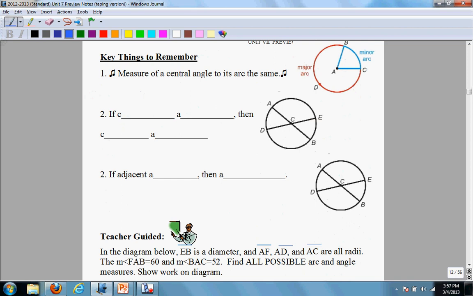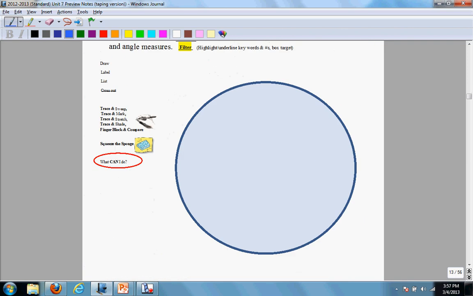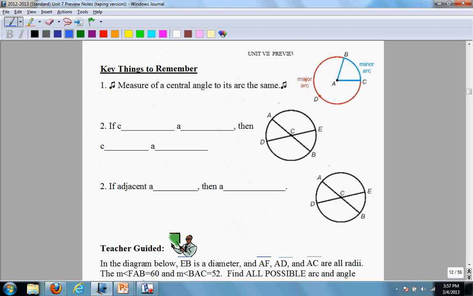Okay, using all this vocabulary, we're going to do a couple problems together, and then you'll be done. So, things to remember. I'd like you to sweep this angle, and then sweep the arc. Sweep the angle, sweep the arc. I'd like you to sing this after me. Measure of a central angle to its arc the same. Sing it again with me this time. Measure of a central angle to its arc the same.